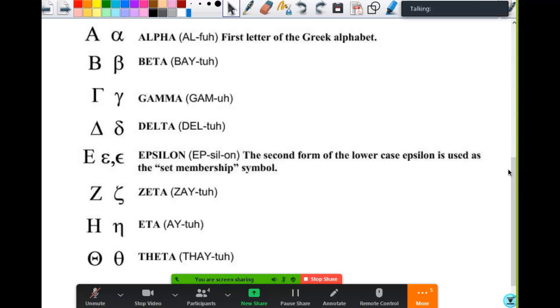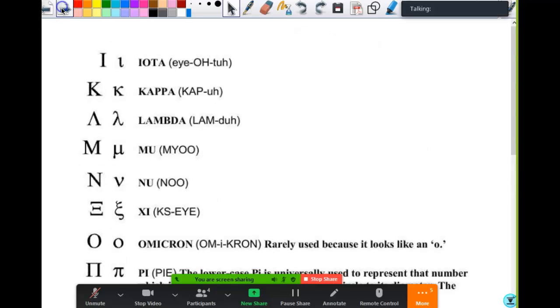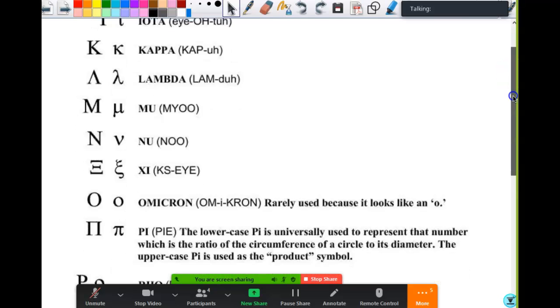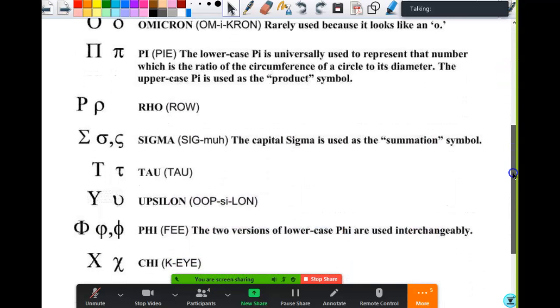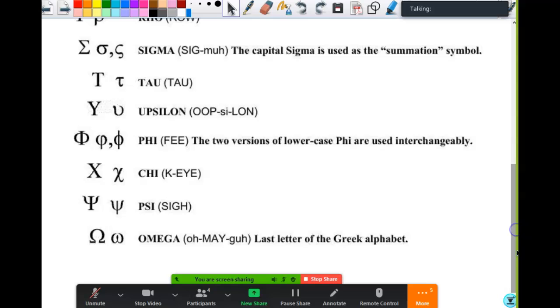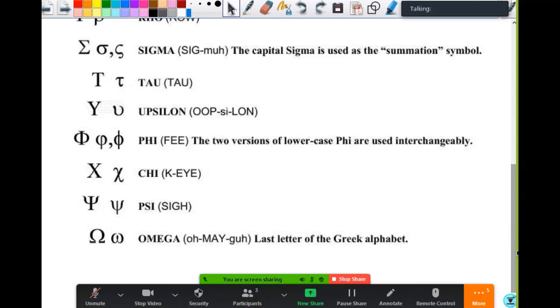So your Greek alphabet is alpha, beta, gamma, delta, epsilon, zeta, eta, theta, iota, kappa, lambda, mu, nu, xi, omicron, pi, rho, sigma, tau, upsilon, phi, chi, psi, omega. All right. You may have to memorize this or know it in a class that you take at some point, probably not in high school.